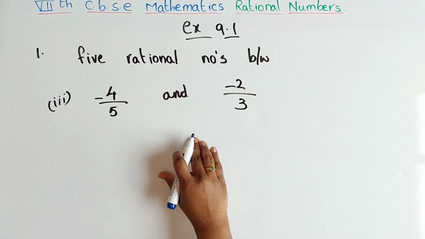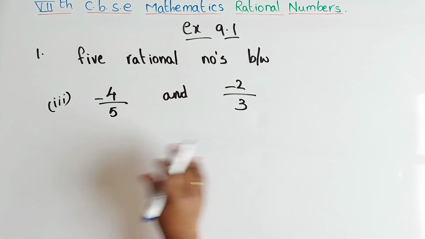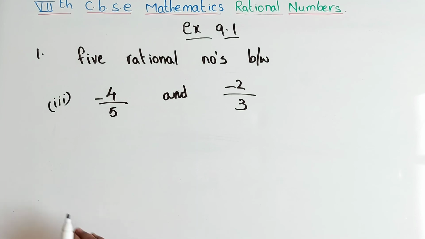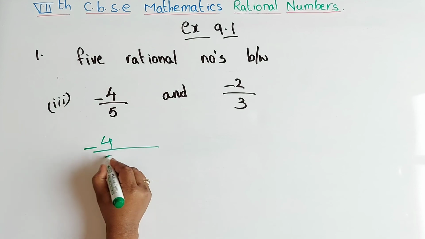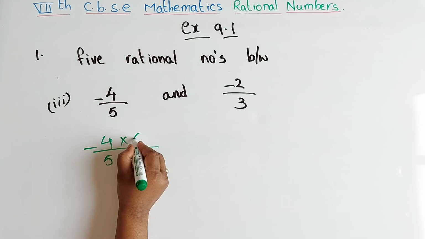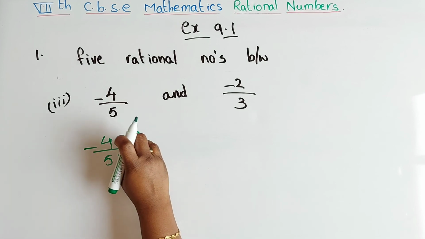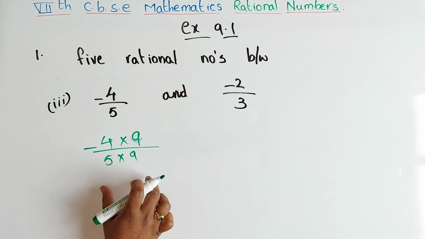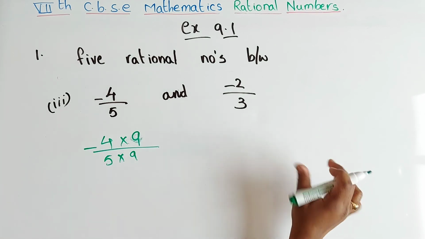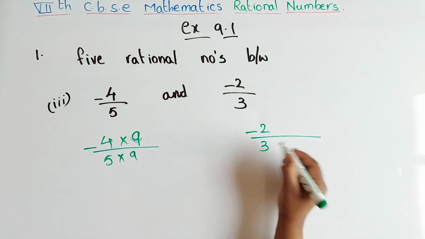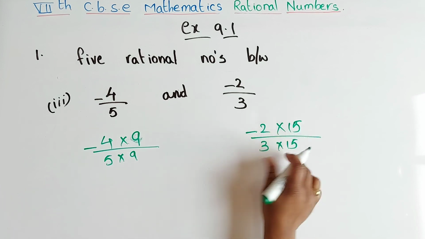Third one, minus 4 by 5 and minus 2 by 3, children. Now see here, both the rational numbers have different denominators, 5 and 3. Let us make them the same denominators, right? Here I am multiplying with 9, so that the denominator is 5 9s are 45. Correct, children? So now here also I want the denominator as 45. Minus 2 by 3 into 15 here, because 3 15s are 45, children.